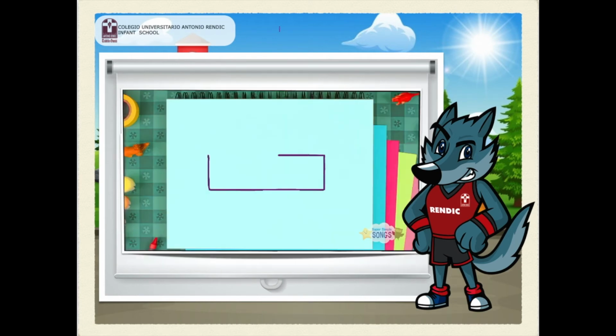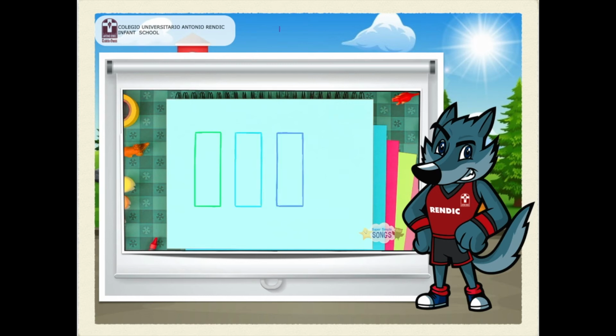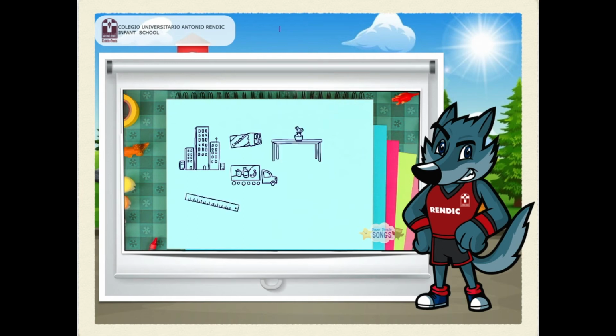Now, let's make a rectangle. A rectangle. Can you make a rectangle? A rectangle. Can you find a rectangle? Can you find a rectangle? Ready? Go!